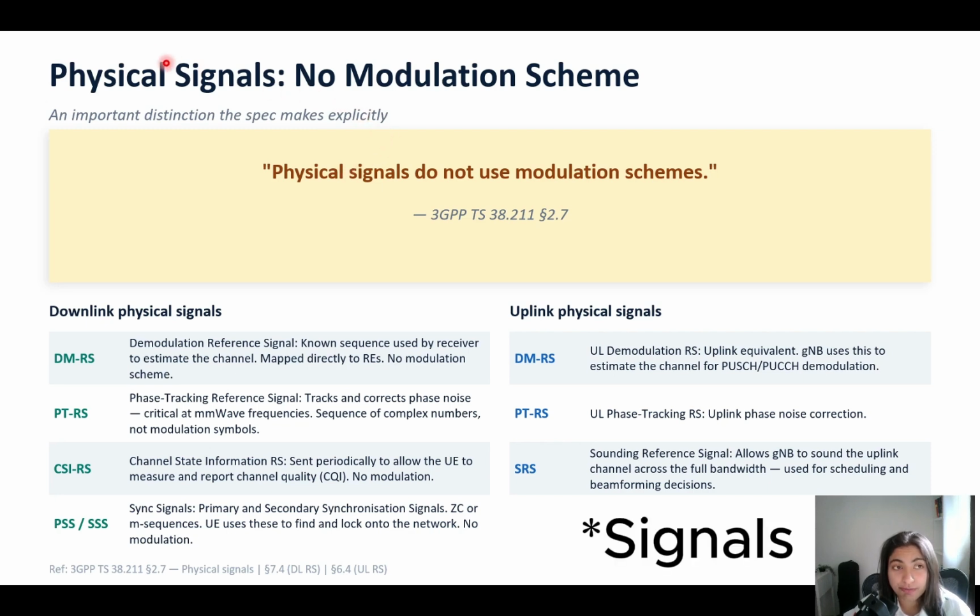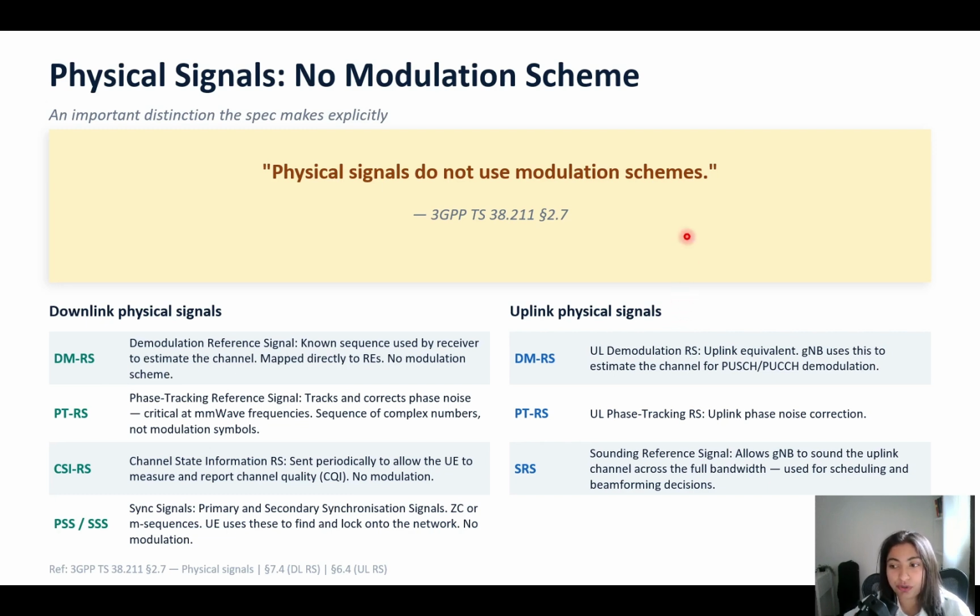Now let us look at the physical channels. Which modulation scheme do the physical signals use when compared to the physical channels? The answer is that physical signals do not use any modulation schemes. This is an important distinction. We have the physical signals: DMRS, PTRS, CSI-RS and SRS, and none of these use any modulation schemes at all. They are mapped directly to the allocated resource elements without going through the modulation mapper.